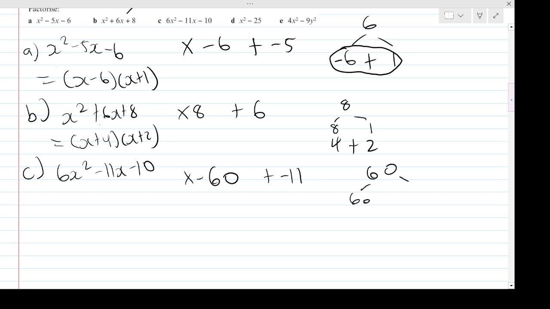So 60 and 1. Then 30, well, that's not going to get us anywhere near 11. 30 and 2, again, 28 or 32, not really in the ballpark. What about 3? Yes, 20 and 3. Their difference is 17. So no, not really.